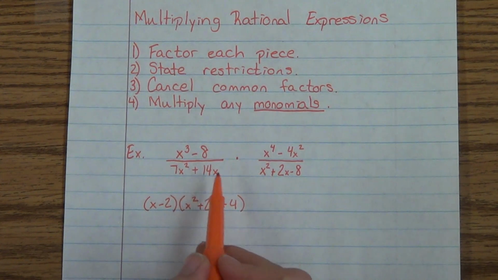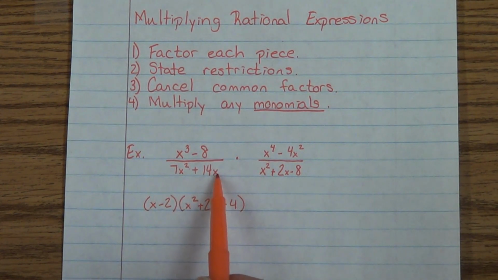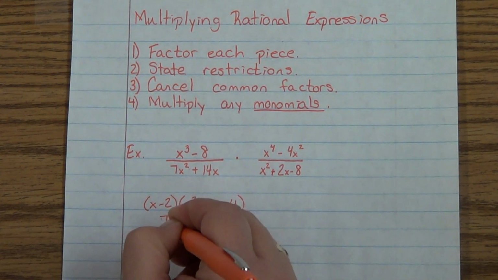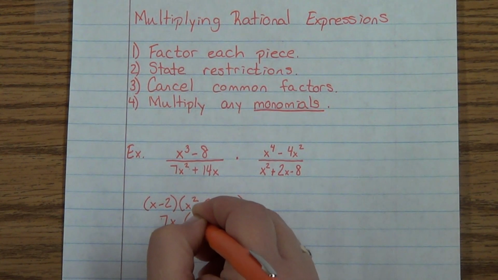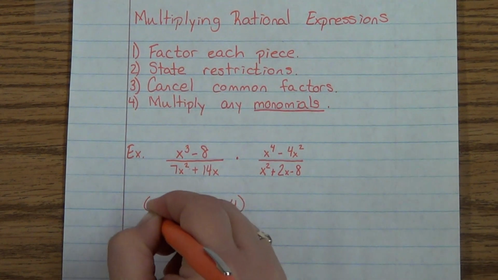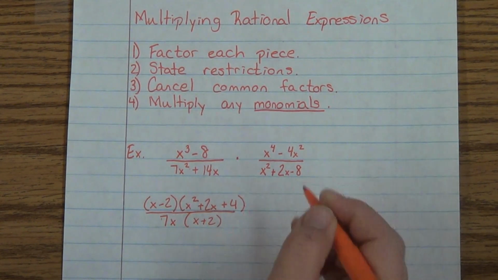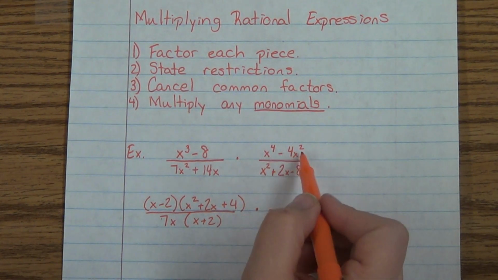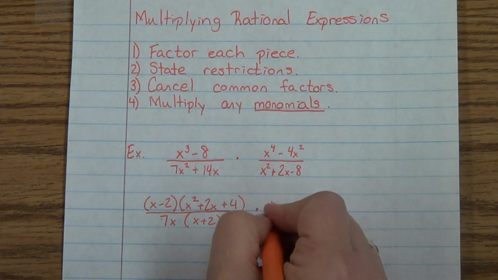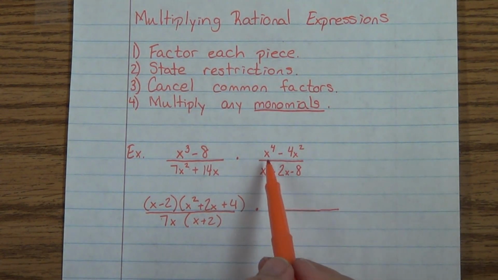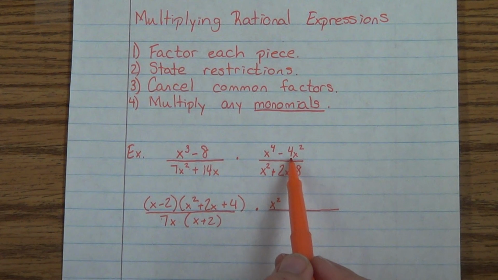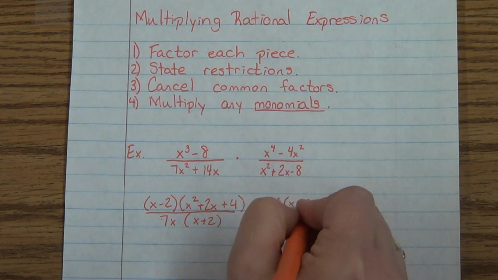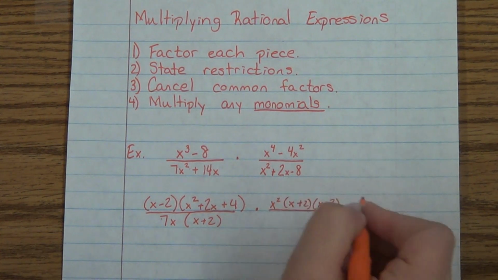Then we're going to go down here and factor this. This binomial down here has a GCF of 7x. So I would pull out a 7x, leaving me with x plus 2. Then over here in the numerator, this is a GCF of x squared, which when I pull that out would leave me with x squared minus 4. But that still factors again, so we want to go ahead and do that. So we want to make that x plus 2, x minus 2.